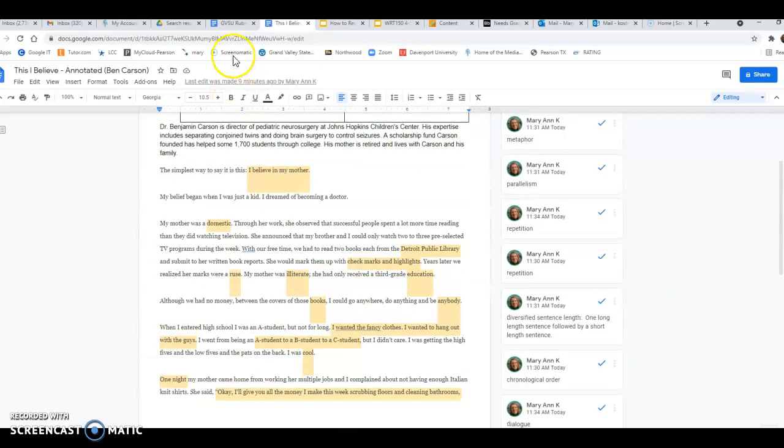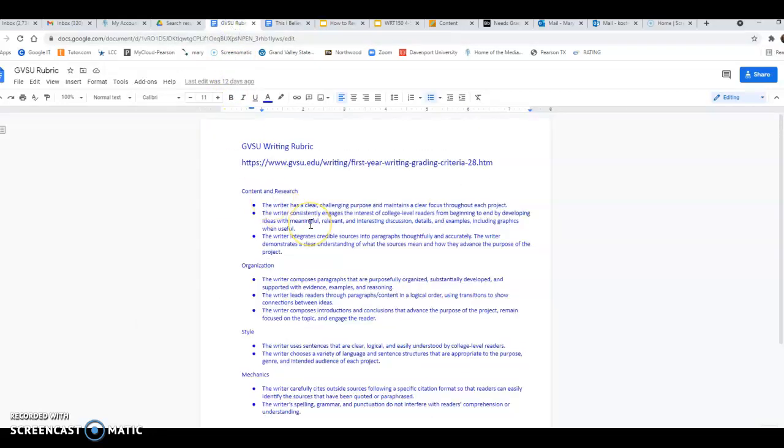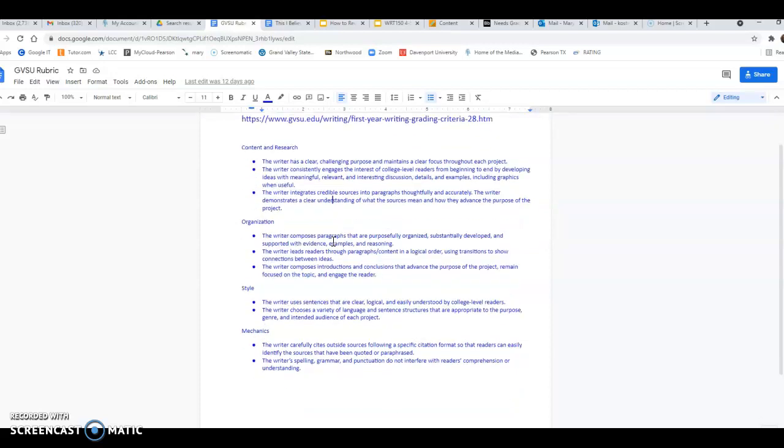So anyways, now going back to your rubric. This is what the professors are going to be looking at. The writer has a clear, challenging purpose. That is your thesis. The writer consistently engages the interest of college level readers. That means that your examples are going to be appealing to that audience. And again, details, examples, interesting discussion. And then the relevance: make sure the stories pertain to your thesis. Credible sources, personal experience is definitely a credible source.